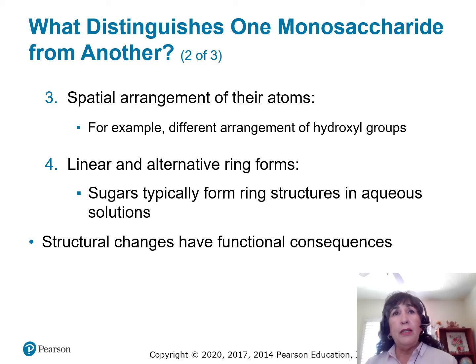We can also distinguish them by the spatial arrangement of their atoms. It's very important to know where their OH and H groups are. Are they above or below the carbon plane? We'll take a look at some figures to show you. And lastly, is a sugar in a linear or a ring form? This is another way to distinguish one monosaccharide from another. Each of these structural changes has functional consequences.